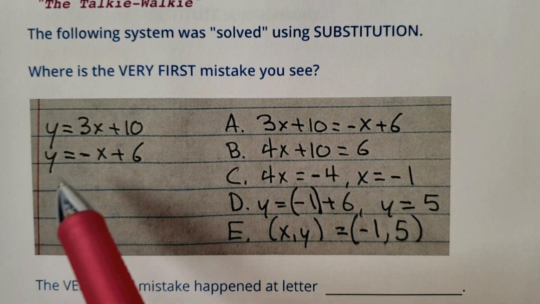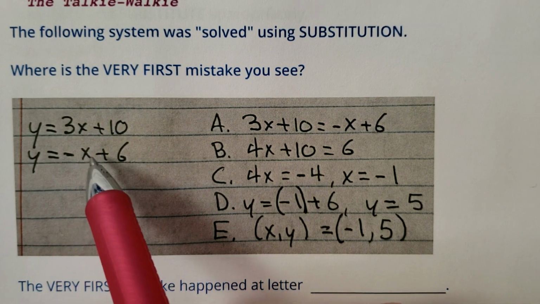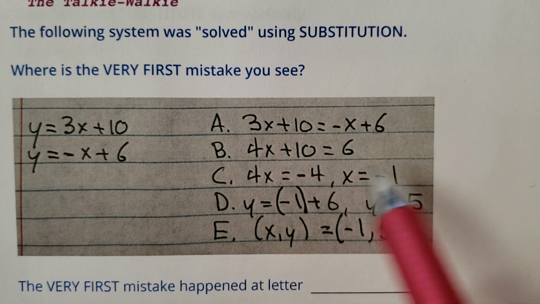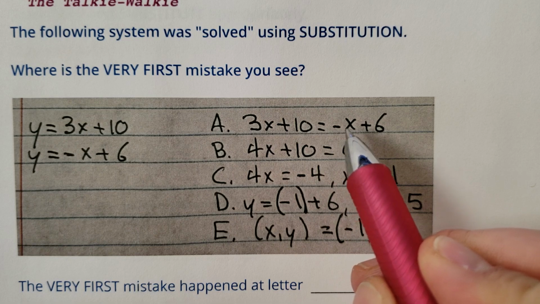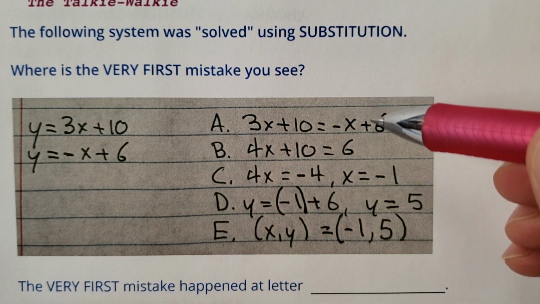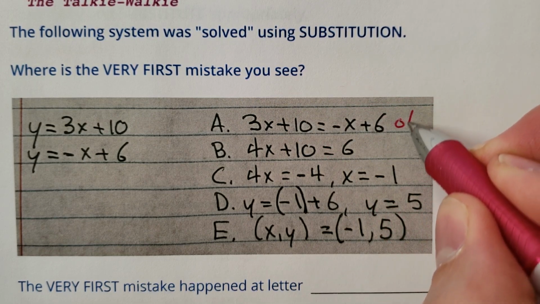Okay, so it looks like we have one of those systems where we have y equals stuff and y equals stuff. Well, if both of these stuffs are equal to y, then the stuffs should be equal to each other. So let's see here. 3x plus 10 equals negative x plus 6. Okay, that's all right. So A is okay. So this step's okay.